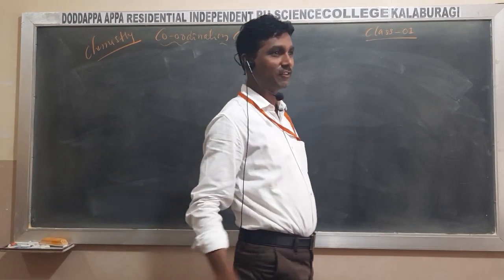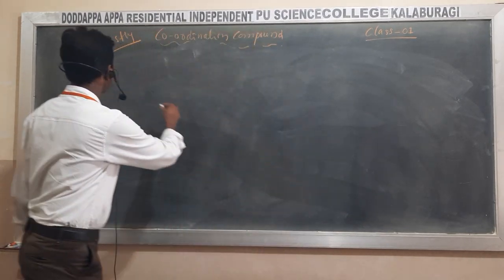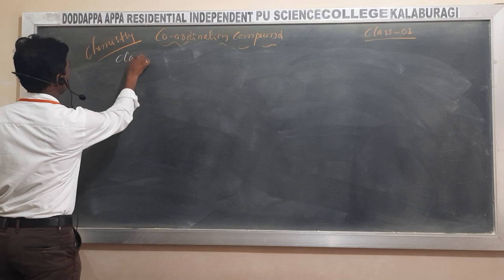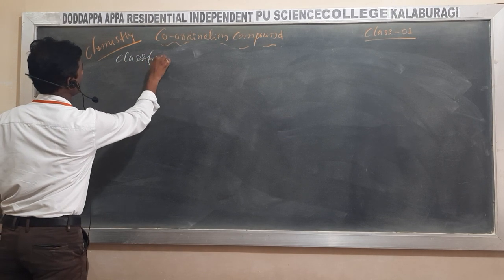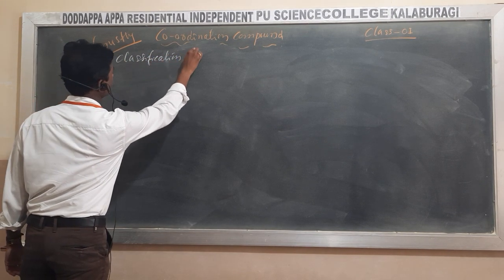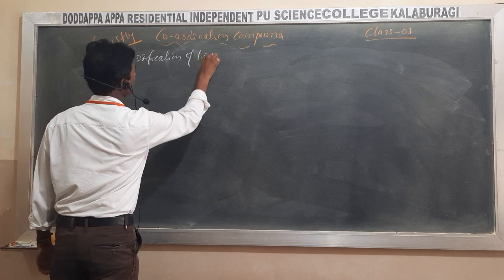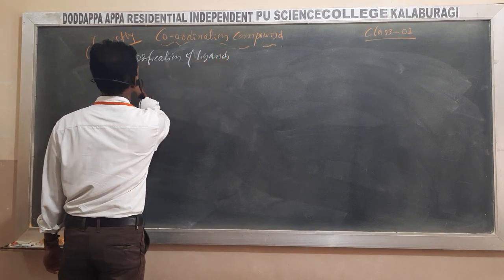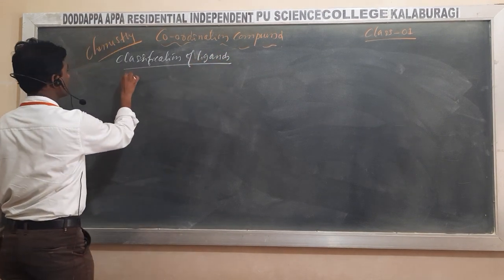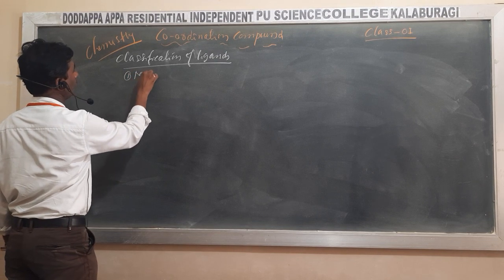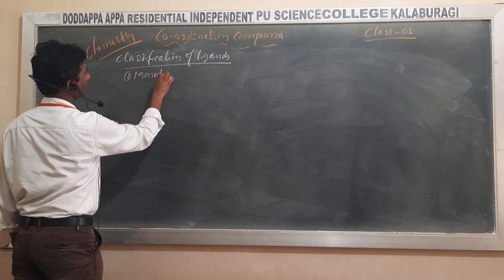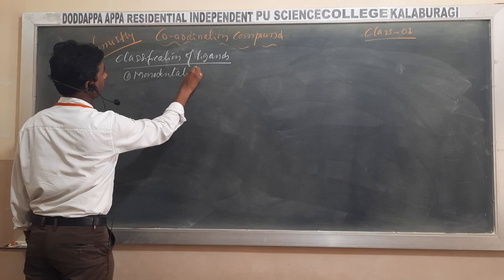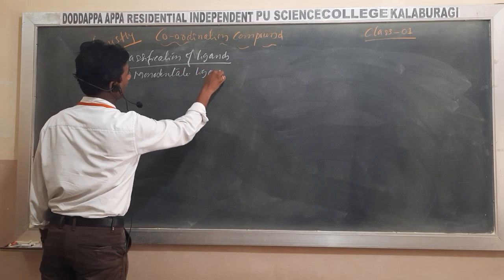Now the definition of ligands is over. Now classification of ligands. Very important. Three types of ligands are there. One is monodentate ligand. Okay, this is monodentate ligand.